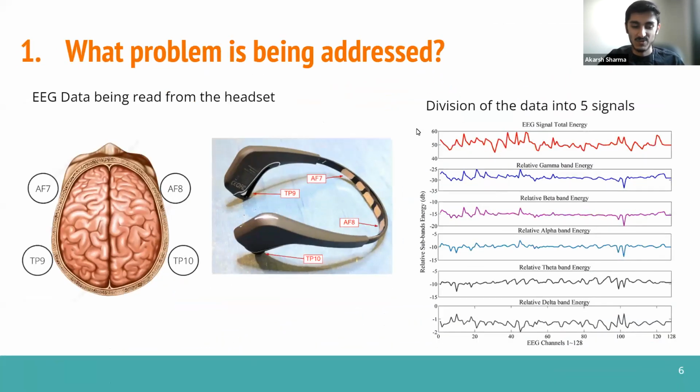So to begin with, what is EEG in the first place? EEG is basically capturing the electrical activity in the brain. The brain waves can be comprised of 4 main channels, which we can see on the screen: AF7, AF8, TP9, and TP10. So we have this headset called a Muse headset, which can measure all the electrical activity in the brain when you wear it.